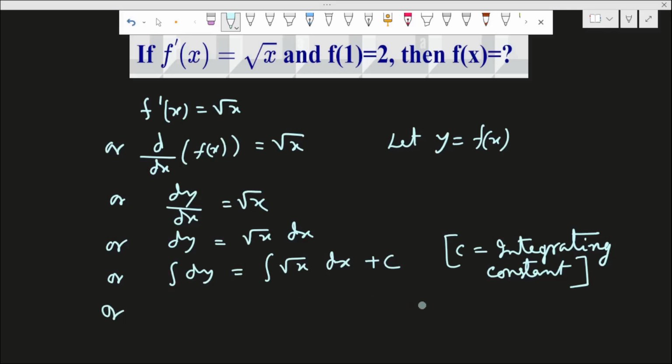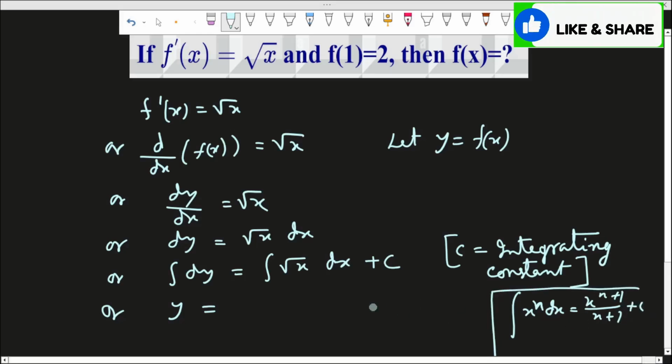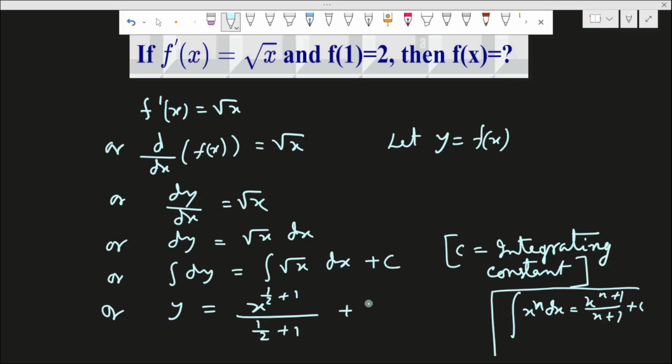Integration of dy is equal to y, and integration of root x dx. That means apply the formula: integration of x to the power n dx is x to the power n plus 1 by n plus 1. Using this formula, what can we write? Root x means x to the power half, so y is x to the power half plus 1 by half plus 1, plus c.